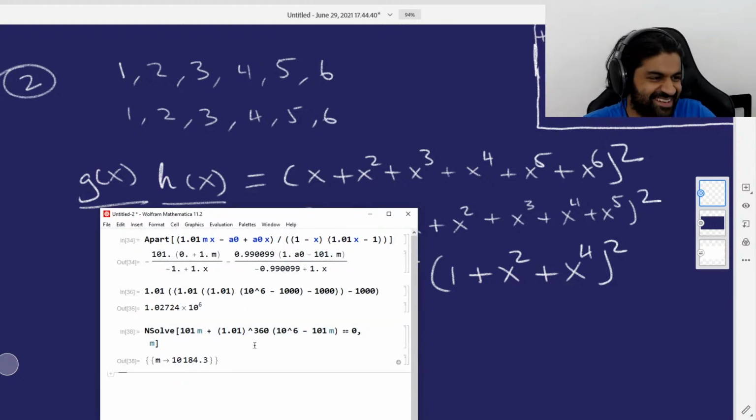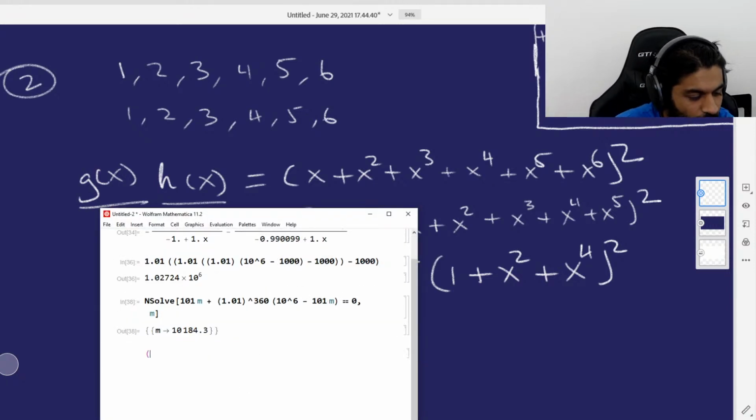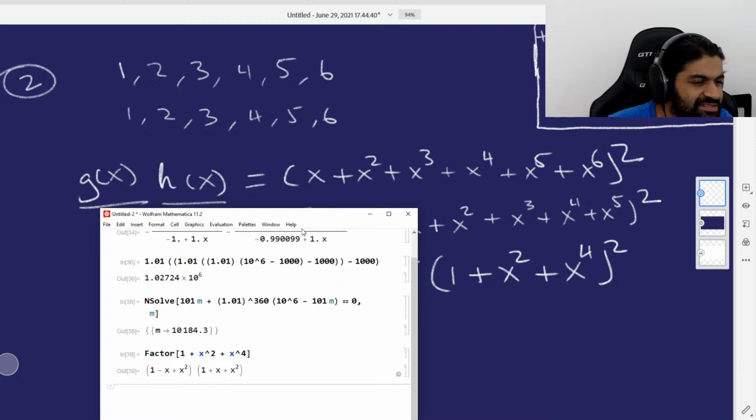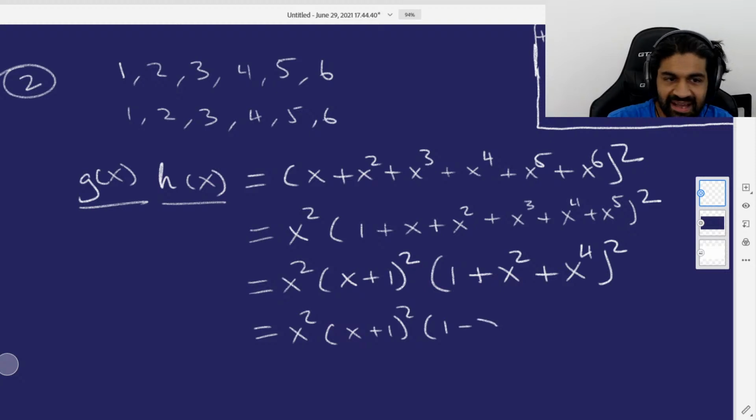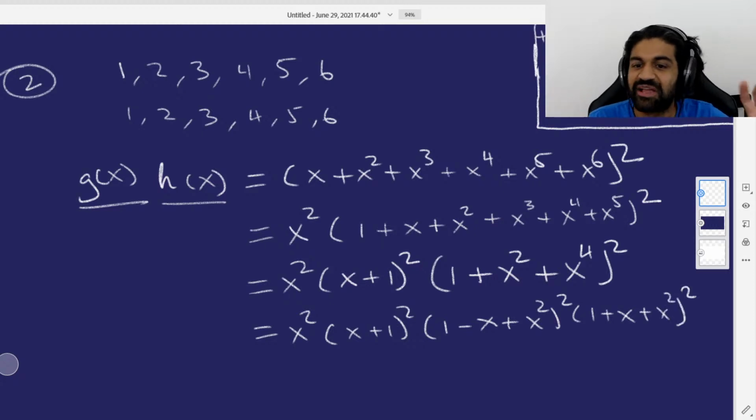So I'm just going to open Mathematica and factor 1 plus x squared plus x to the 4th. Okay, it's 1 minus x plus x squared and 1 plus x plus x squared. So you get that this is equal to x squared times x plus 1 squared, and then 1 minus x plus x squared squared, 1 plus x plus x squared squared. Please do let me know if there are any questions at all about this.